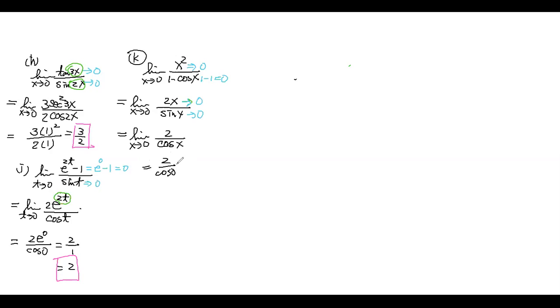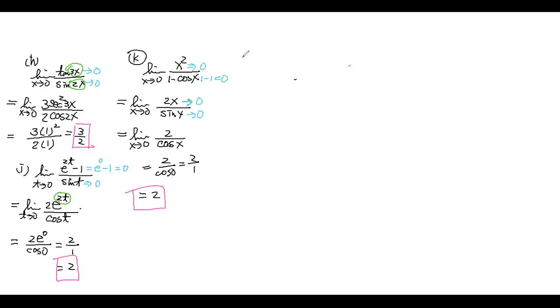I know the cosine of 0 is what? 1, right? So this is equal to 2. Okay, so I know the limit here, this is equal to 2. Okay, so let's take a look at the next one here, right?